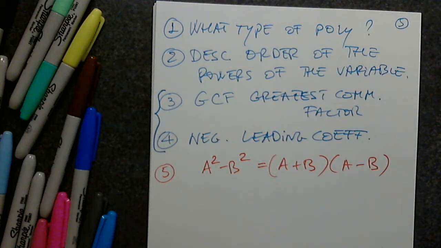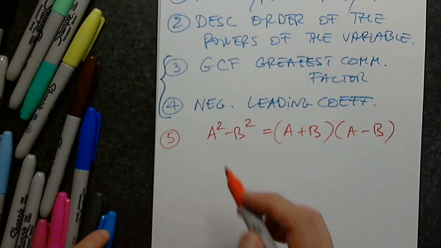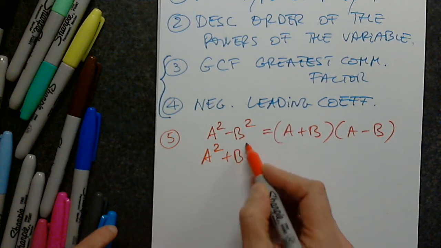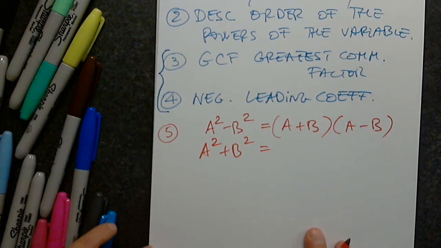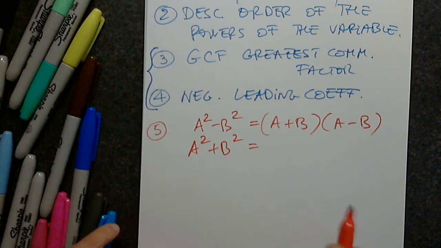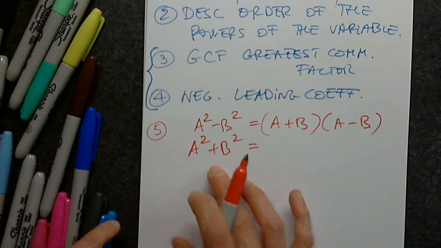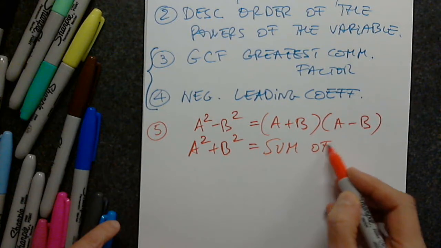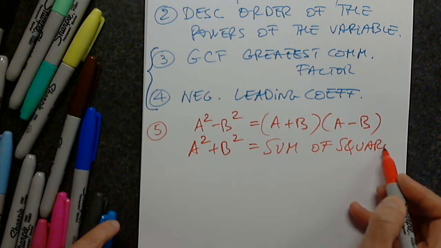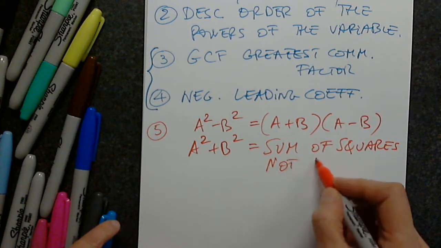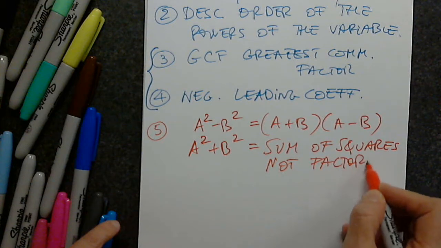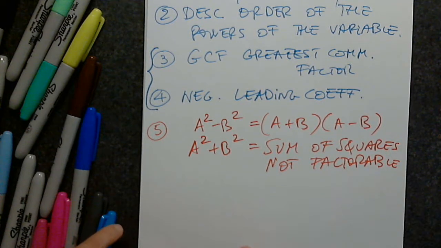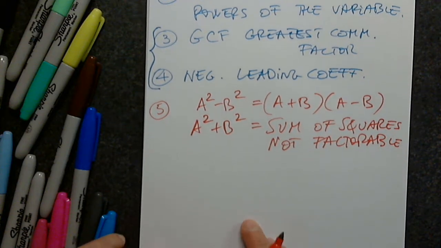Good. The second one is a squared plus b squared. This is very important. However, it's not factorable. So this is a sum of squares. Sum of squares. Not factorable. To be exact, I should write not factorable using integers. It is factorable, but not using integers.